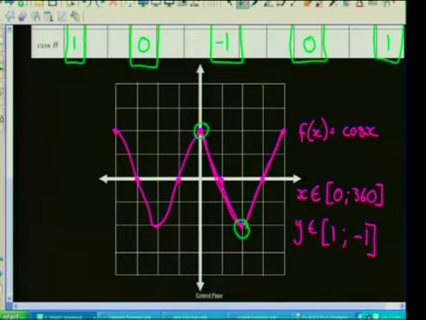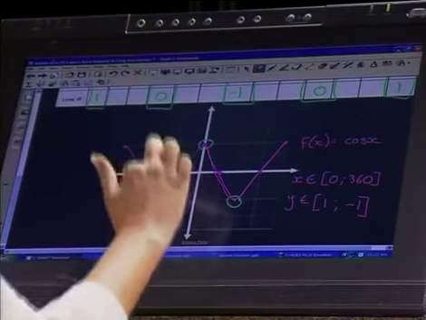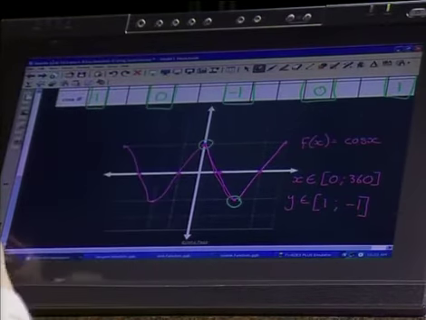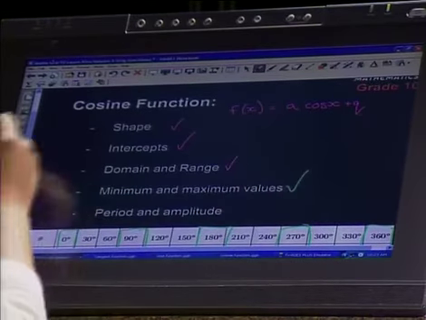Okay, and that's why it's important that I drew the negative part on the x-axis of this total cycle, because otherwise that over there would not look like a turning point to you. Okay, so those are those values. What about period and amplitude?